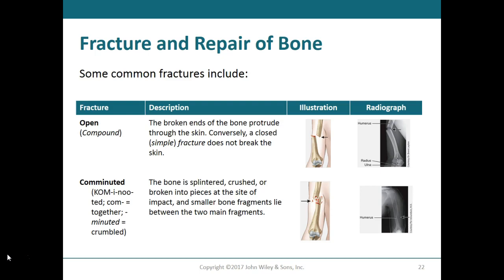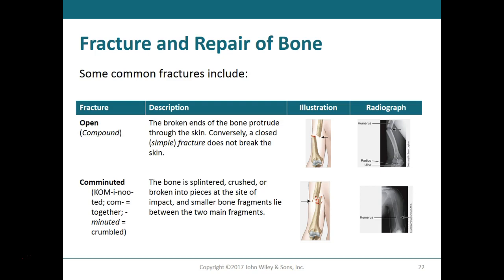An open fracture, such as you see here, where the humerus or upper arm is broken, is called an open or compound fracture. In a compound fracture, the broken ends of the bone stick through the skin. In a simple fracture, the bones don't stick through the skin.